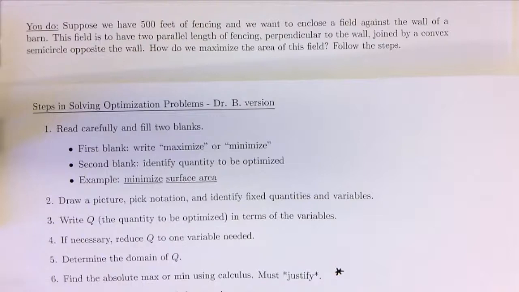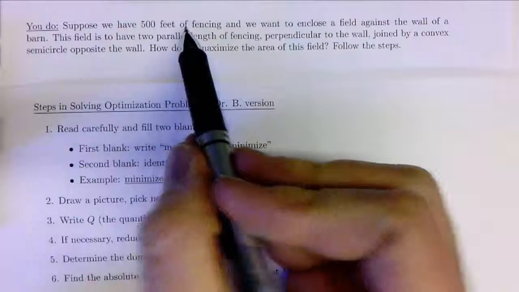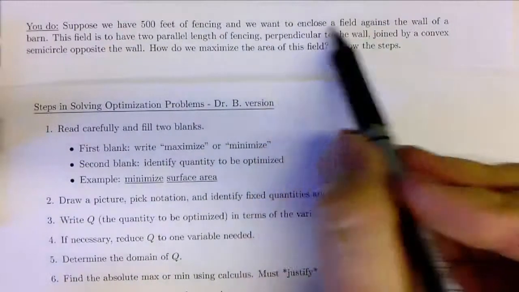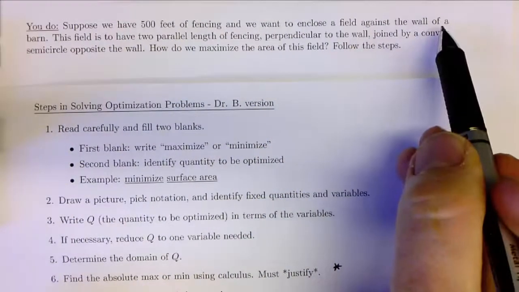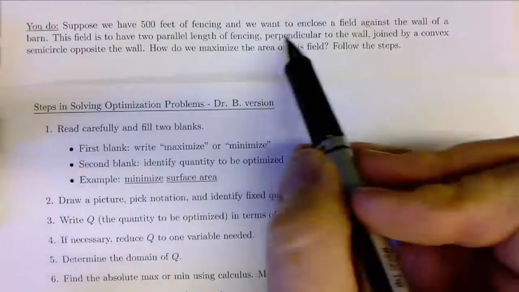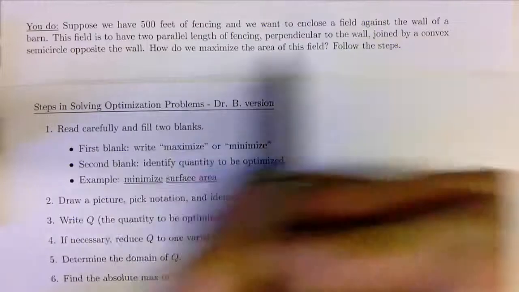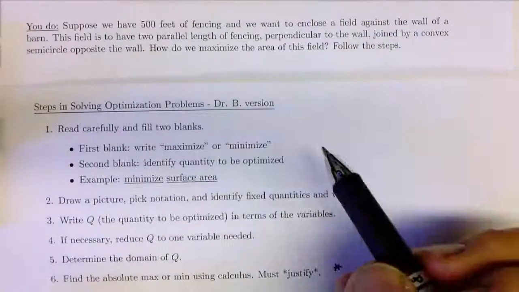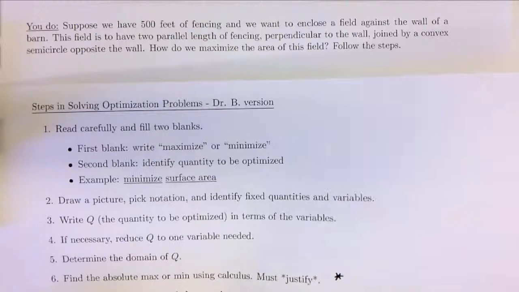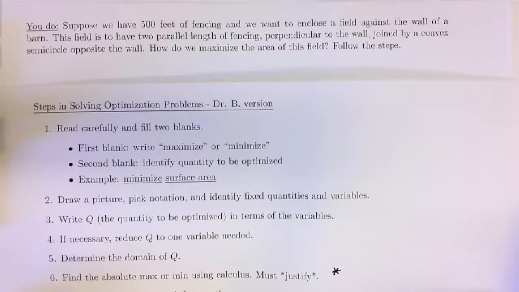I always start by reading carefully. Okay. We have 500 feet of fence, and we want to enclose a field against the wall of the barn. The field is to have two parallel lengths, so two straight sides of fencing, perpendicular to the wall, joined by a semicircle opposite the wall. So it's going to look like a basketball key, if that helps you. How do we maximize the area of this field?